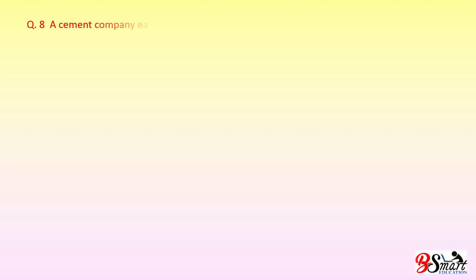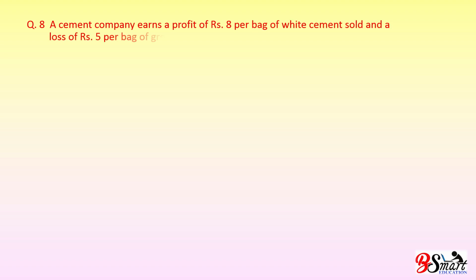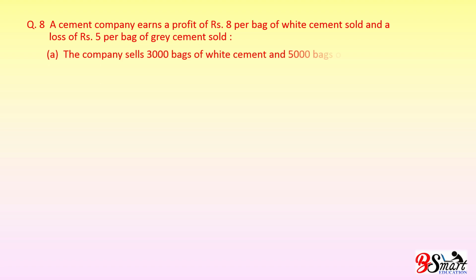Question number 8. A cement company earns a profit of rupees 8 per bag of white cement sold and a loss of rupees 5 per bag of grey cement sold. Sub question A. The company sells 3000 bags of white cement and 5000 bags of grey cement in a month. What is its profit or loss?